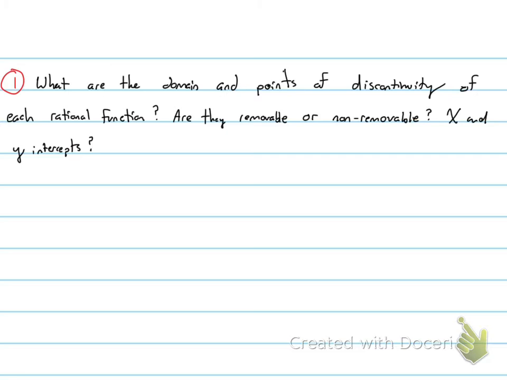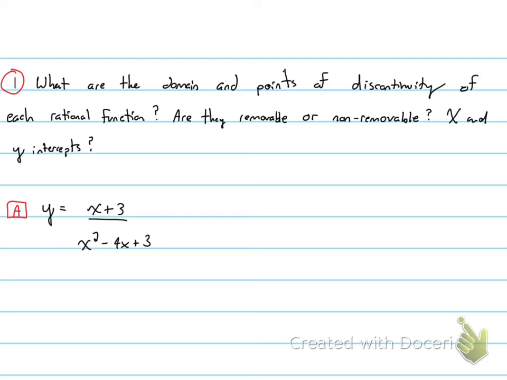So in our first example here, what is the domain and points of discontinuity of each of the following rational functions? Are they removable or non-removable? And finally, what are the x and y intercepts? In this first function, we have y equals (x plus 3) over (x squared minus 4x plus 3).